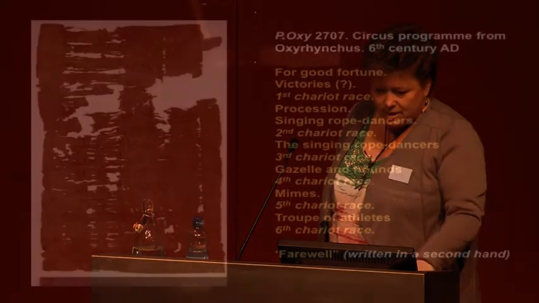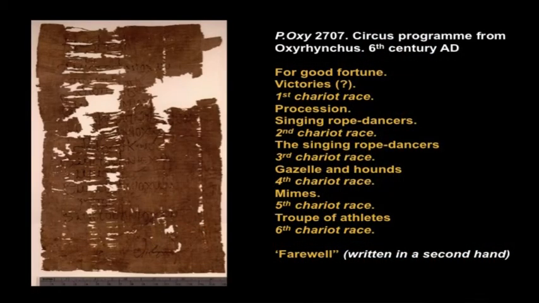And we have a number of surviving circus programs. This is the most complete that I'm aware of. It's a late one, as you can see, 6th century AD. It comes from Egypt, so it's a much smaller race program. But notice that there is something going on between each race. And we've got a troupe of athletes, we have mimes, we have a hunt, and rather intriguingly, singing rope dancers as well.